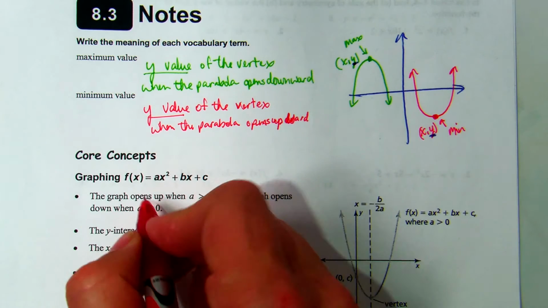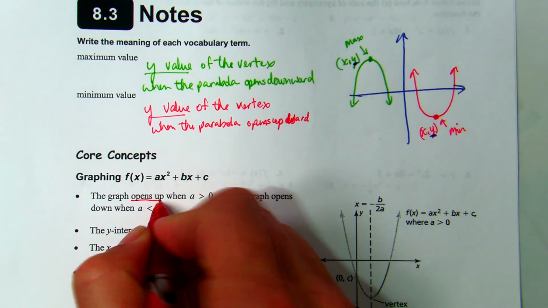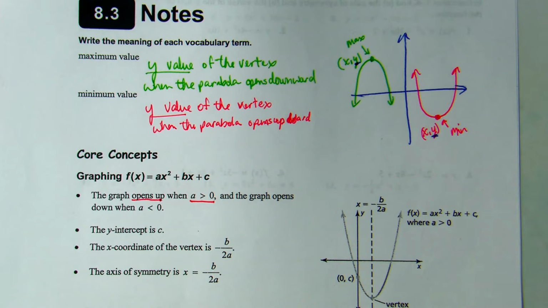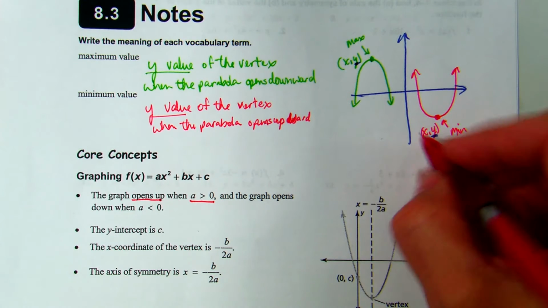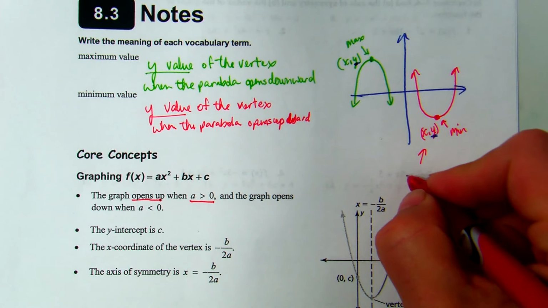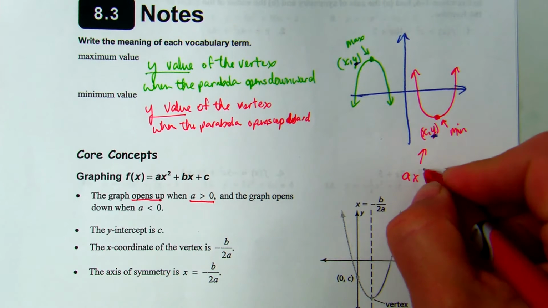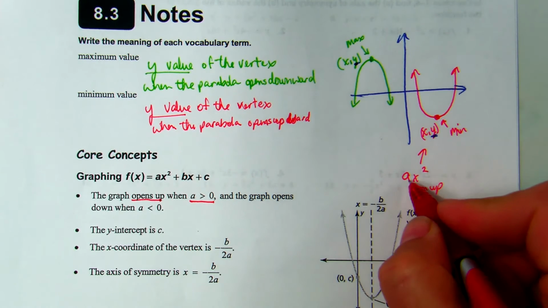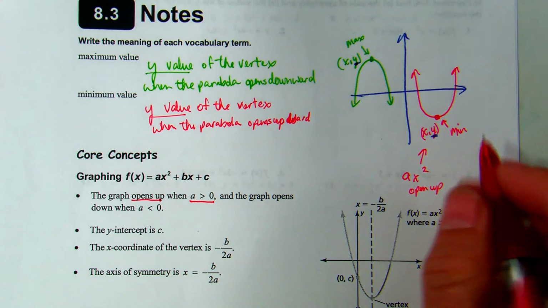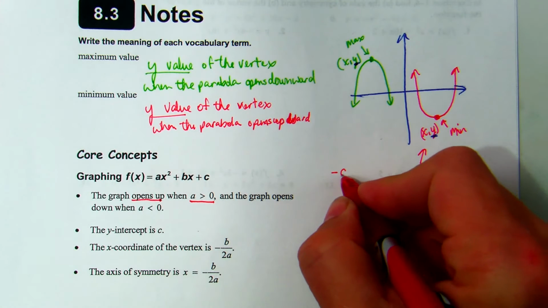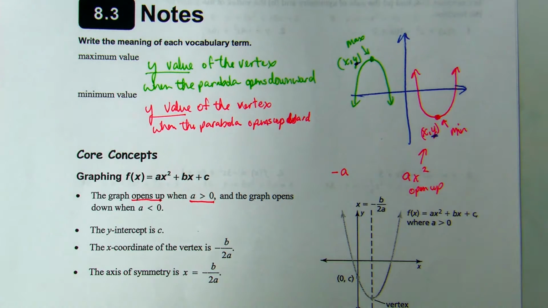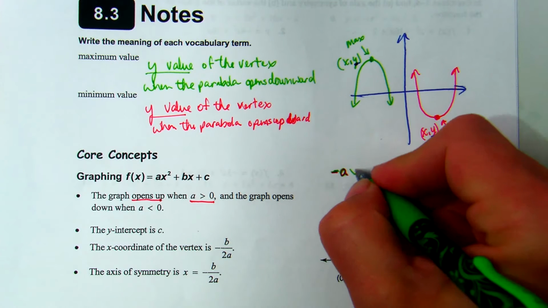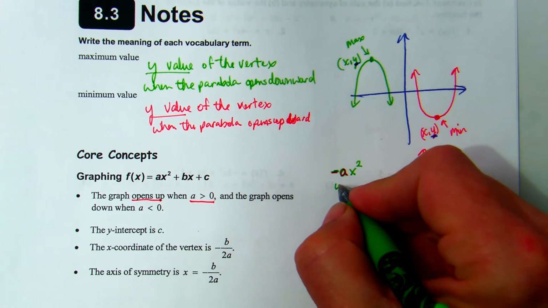The graph opens up when a is greater than 0. You could also say that, looking at this graph right up here, this is a situation where it opens up. We're talking about ax squared. That's going to open up, and a is a positive number. Whenever you have a negative a, let's write it in green so it matches the graph here. If a is negative, then that's going to open down.